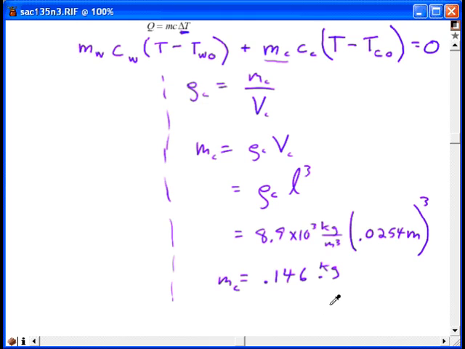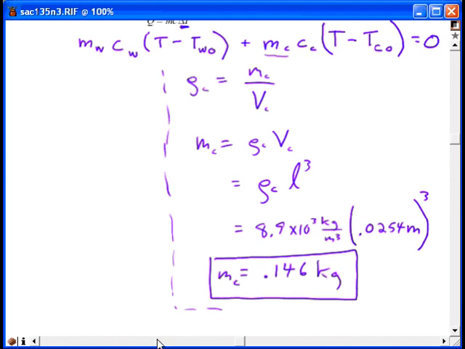And those are the units, kilograms. I'm going to rewrite that for the mass of that 1 inch cube of copper. Alright, now back to this equation. We want to solve that for t.